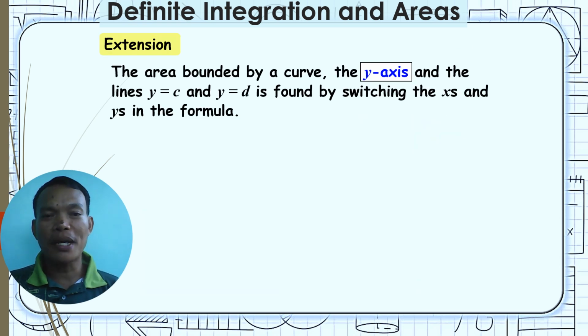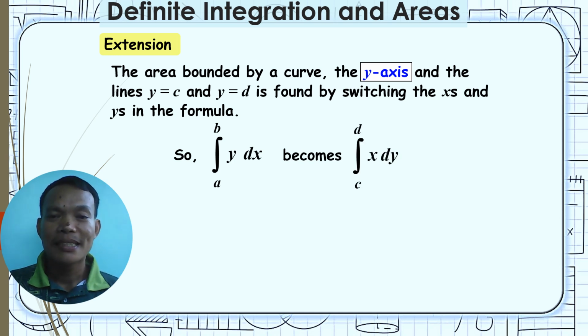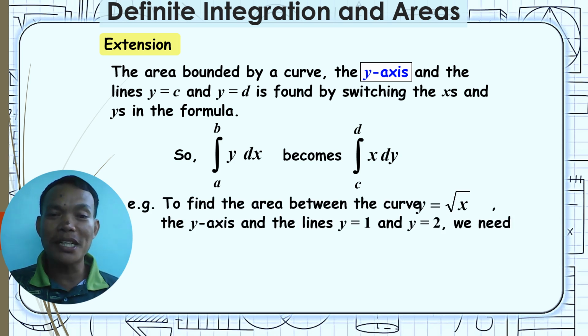An extension: we have here the problem. The area bounded by a curve, the y-axis and the lines y equals c and y equals d is found by switching the x and the y in the formula. So the integral of y dx with limits of integration from a to b becomes the integral of x dy with limits of integration from c to d.